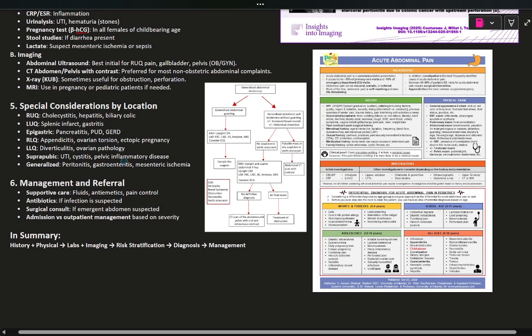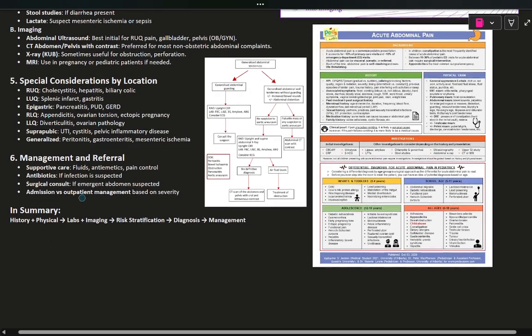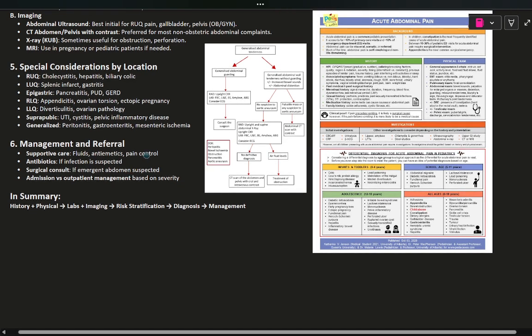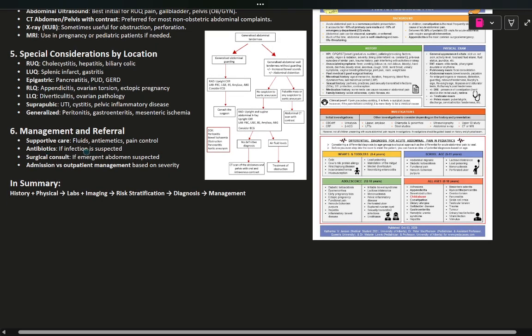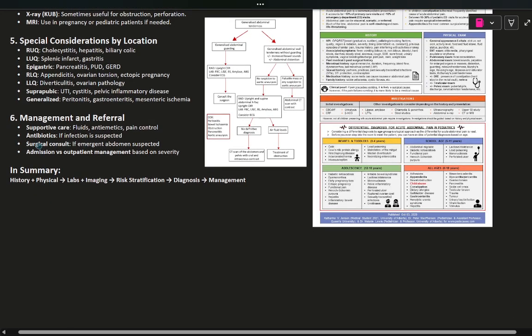Once you have tracked down the possible diagnosis, after doing all the appropriate history taking, physical examination, and lab result interpretation, the next step is management and possible referral. At the very least, provide supportive care through the use of fluids, antiemetics, and pain control. Antiemetics are medications used to stop vomiting. If infection is suspected, consider the use of antibiotics. And then, if an emergent abdomen is suspected, maybe consider a surgical consult. And then, deciding whether to admit the patient or manage them in an outpatient manner will depend on the severity of the pain and the situation.